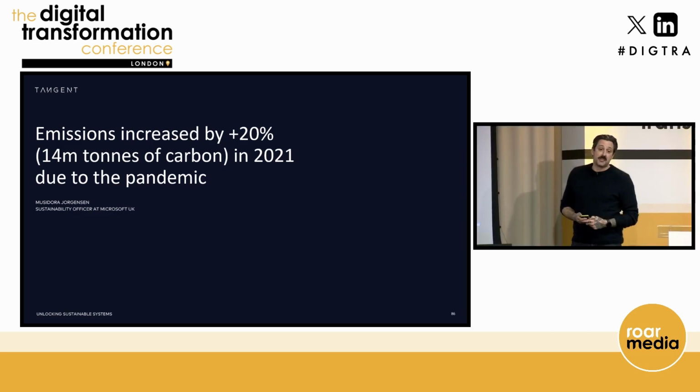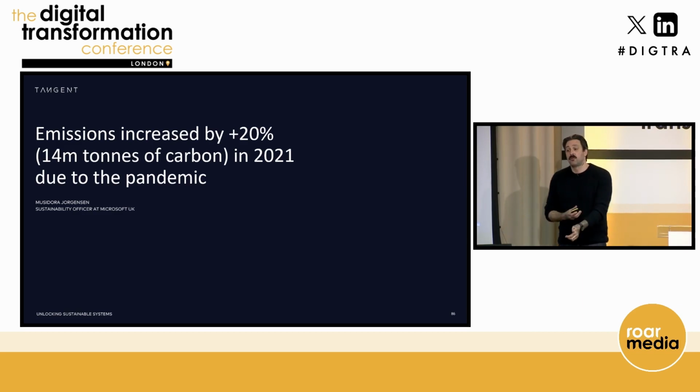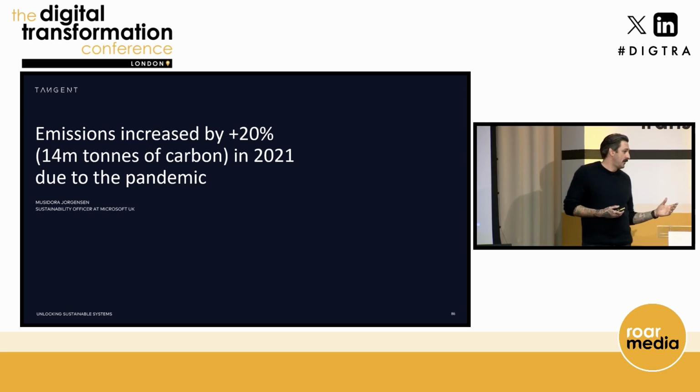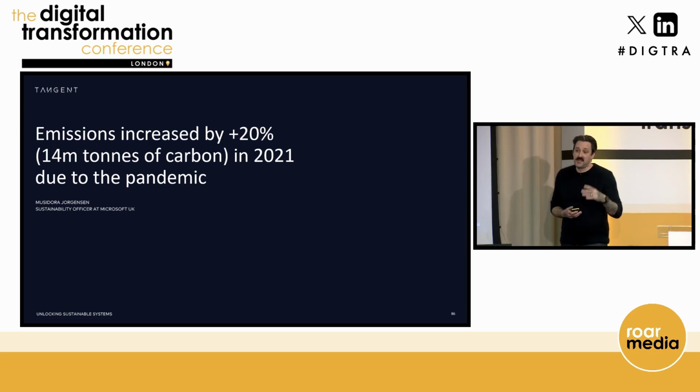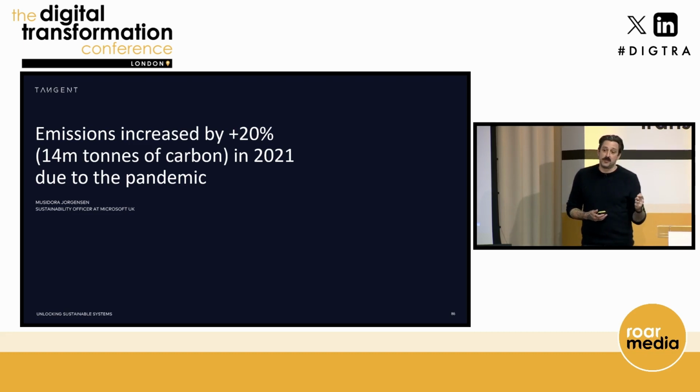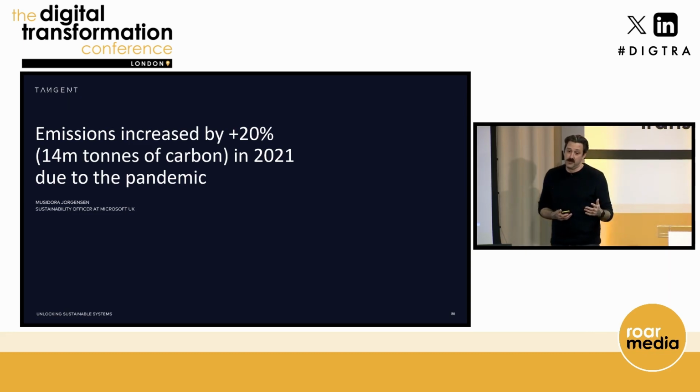Carbon emissions actually rose from Microsoft in 2021 by 20%, or 14 million tons. This is largely down to the pandemic, and the increase in everyone using Teams and all this kind of stuff had a real big impact on the environment. Even pre-2021, ICT's emissions were greater than the aircraft industry. So we have a real responsibility here as a collective group of people to start reporting and driving down our emissions.